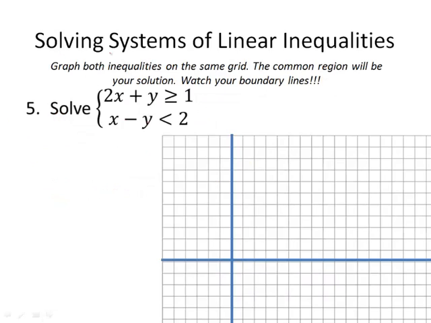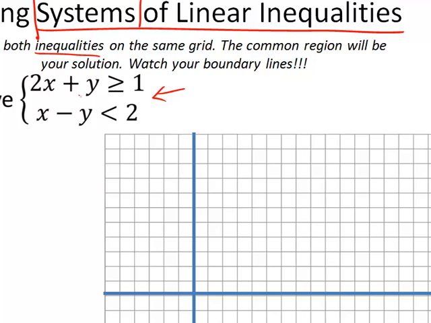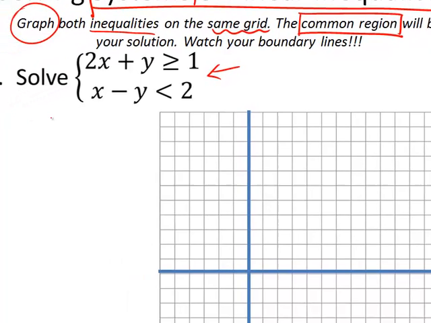Further, we could solve systems of linear equations. Remember, systems are when you're considering two equations at once. In this case, we're looking at two inequalities. So all we do is we graph them on the same grid and we look for the common region. The common region is the solution, and you just have to be careful about putting the correct boundary lines. So let's try this out.